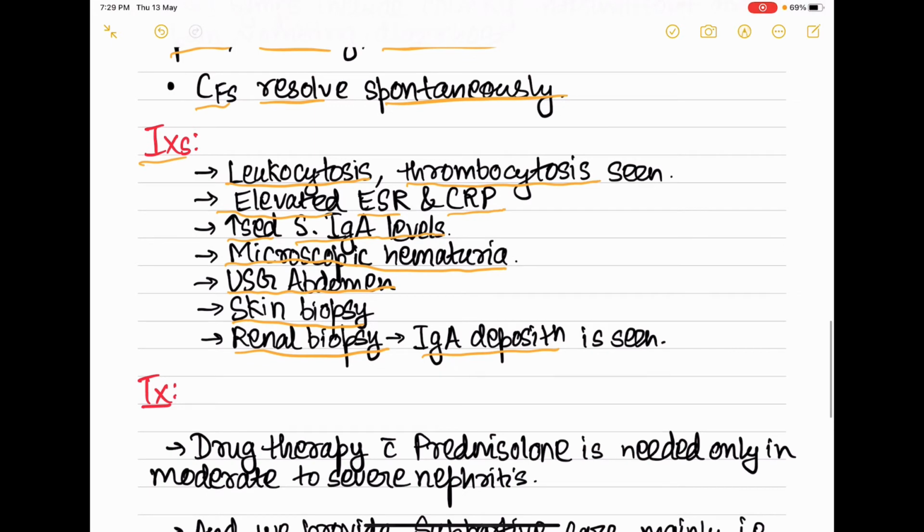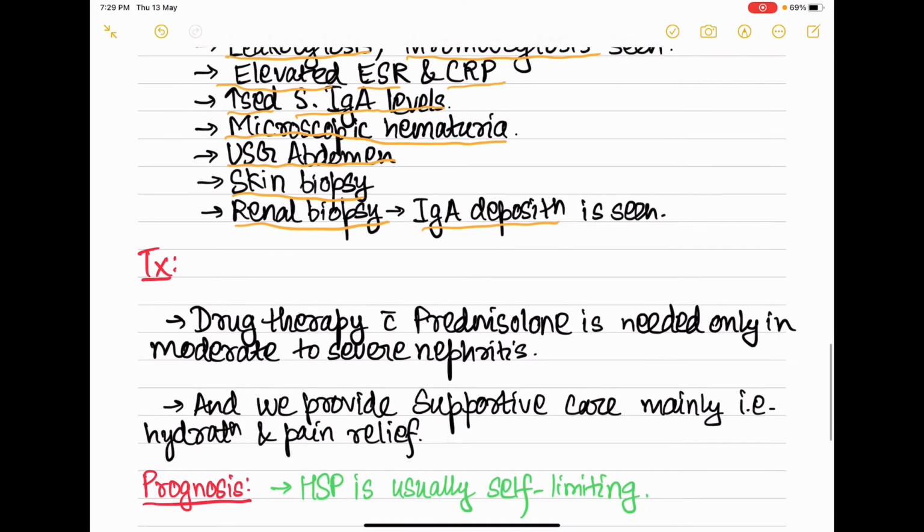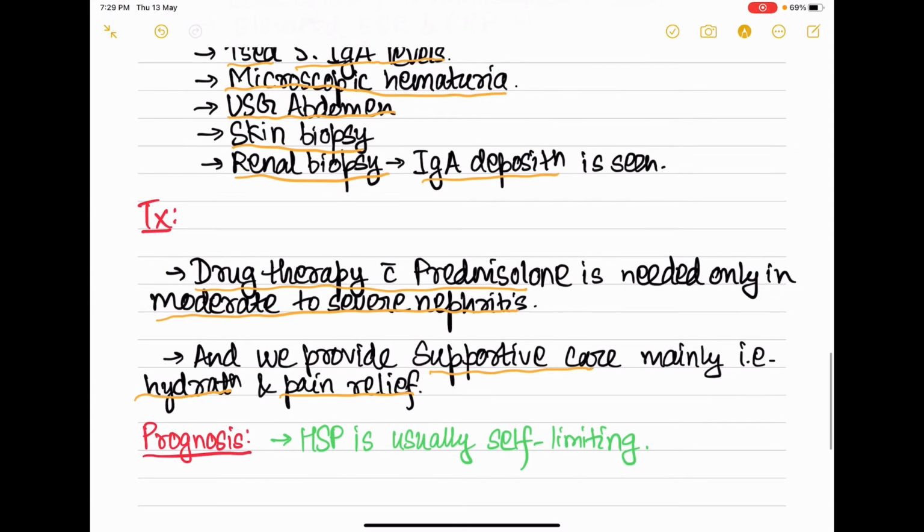Now coming to the treatment. In treatment, drug therapy with prednisolone is given only in case of moderate to severe nephritis. Otherwise, we will just provide supportive care, that is, we will provide hydration to the patient and we will provide pain relief to the patient. Now coming to the prognosis in HSP, HSP is usually a self-limiting disease, so prognosis is usually good.